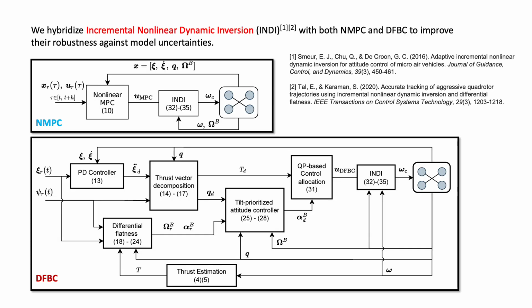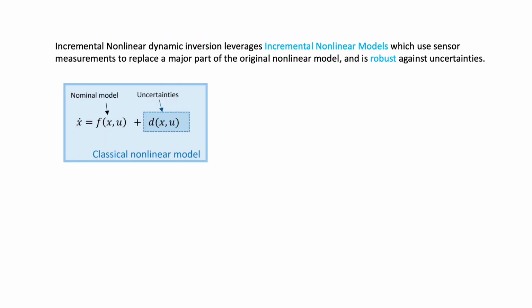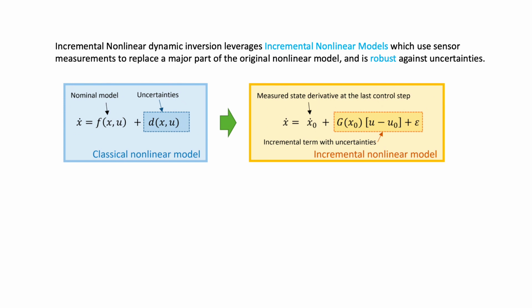To account for model uncertainties in real-world experiments, we have improved both methods by hybridizing them with an incremental nonlinear dynamic inversion controller to handle model uncertainties. INDI leverages an incremental nonlinear model, which uses sensor measurements to replace a major part of the original nonlinear model. Then it performs dynamic inversion on the incremental model to obtain control inputs. Hence, the majority part of the model uncertainties can be directly captured by instantaneous sensor measurements and addressed by the controller.